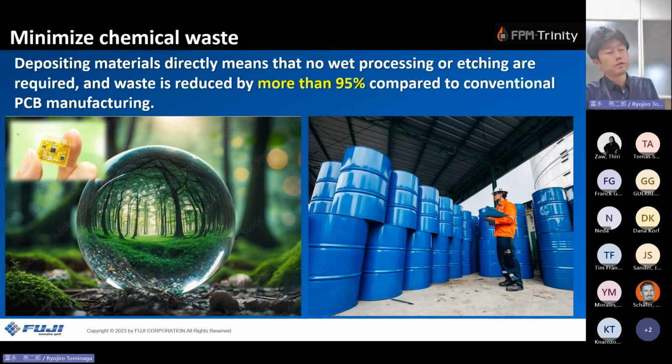So please let me emphasize again. AME is a very effective approach for an environmentally friendly manufacturing process. Because of the direct deposition process and no wet process, no etching process, no drilling, and no laser ablation process or routing process, we can reduce the waste by more than 95%.